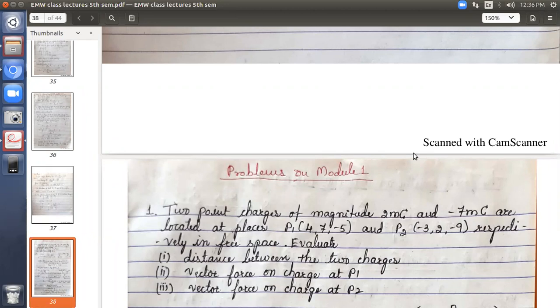Then we have seen the electric field expressions for three different charge distributions: field of a line charge distribution, then field due to the volume charge distribution, then field due to the sheet charge distribution. So three different distributions we have seen.